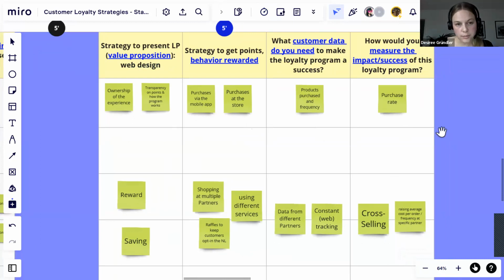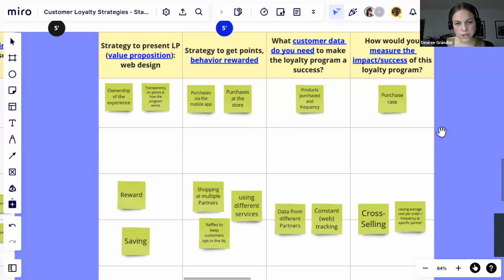Yeah, and the next 3 questions are almost the same for both programs. So the strategy to get points and the behavior to reward is shopping at multiple partners. They want you to use the card for multiple partners, not just for one partner, and also to use different services within the app. You can go to physical stores, you can use online shops, you can also check out different things within the app. And they also use, for example, raffles to keep customers using the newsletter.